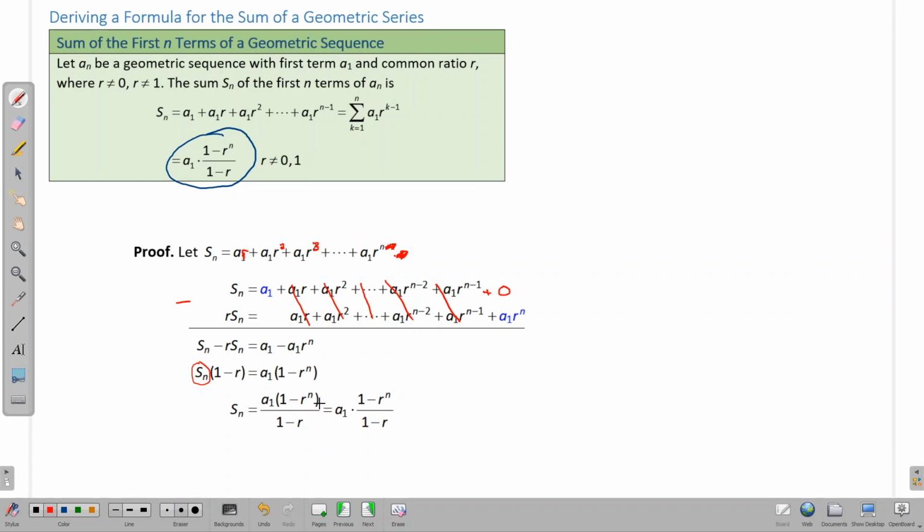This having the a1 in the numerator is the same as just having it out in front. So you will see this formula in a lot of textbooks. I think it's just easier to have it sitting out in front of the fraction, so I will typically stick with this. But that gives us an algebraic proof as to why that is the closed form for the sum of a geometric series.